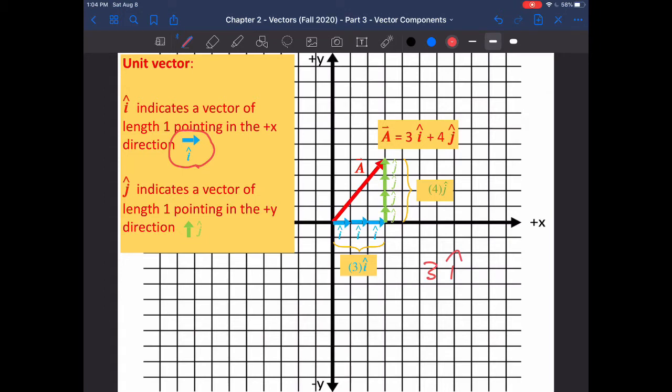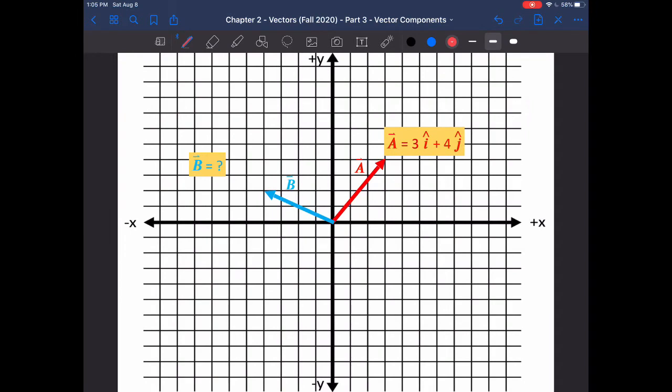Okay, so this is just our way of keeping things separate, right? Since i hat always points along x, j hat always points along y, I can always keep things separate and write out my vectors by saying 3 i hat. That always means that whatever is in front of the i hat is whatever is in the x direction, whatever is in front of the j hat is what is in the y direction. Okay?